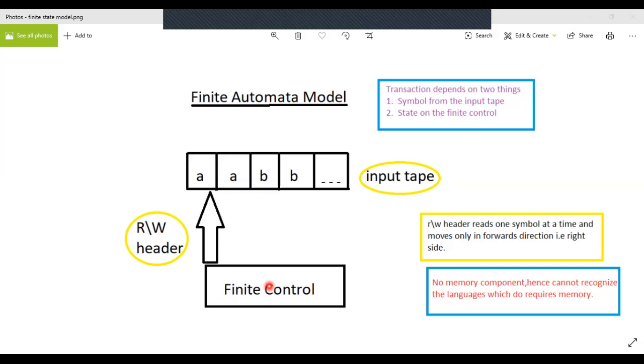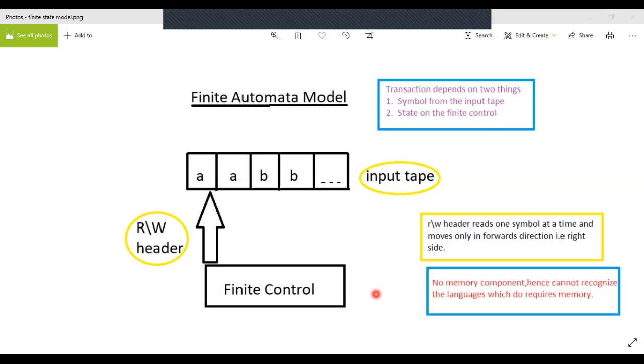So there are languages which do require some sort of memory for their machine implementation, for example a to the power n, b to the power n. This language requires memory, because we need to remember the count of a's: after the a's are generated, we need to generate the same number of b's. So the machine implementation of this language will definitely require some sort of memory. As the finite automata doesn't have any memory component, these sort of languages cannot be implemented with the finite automata model.